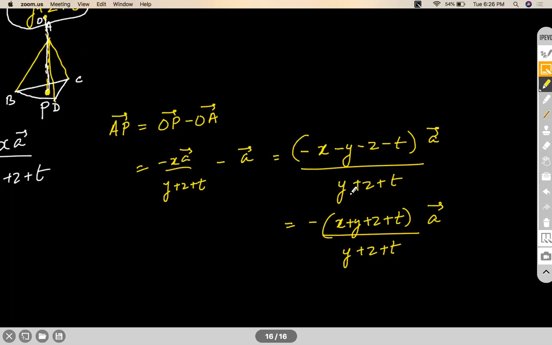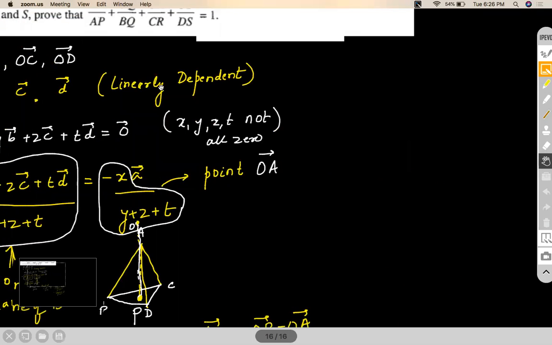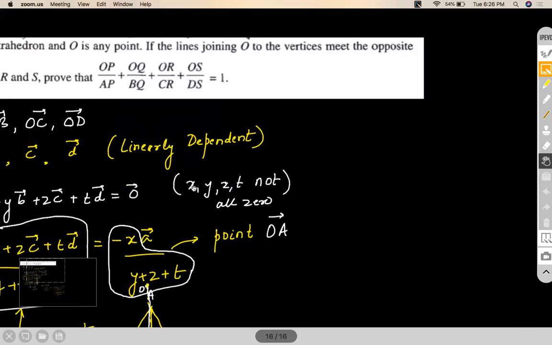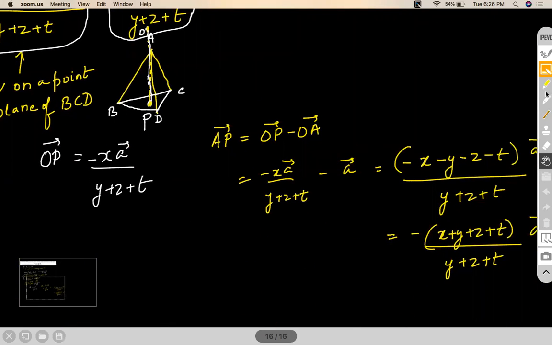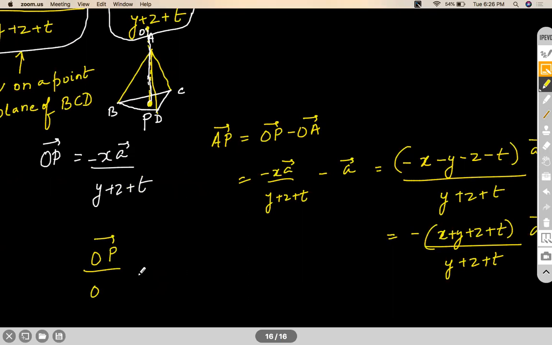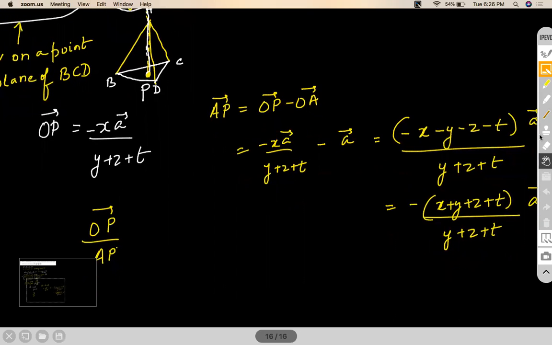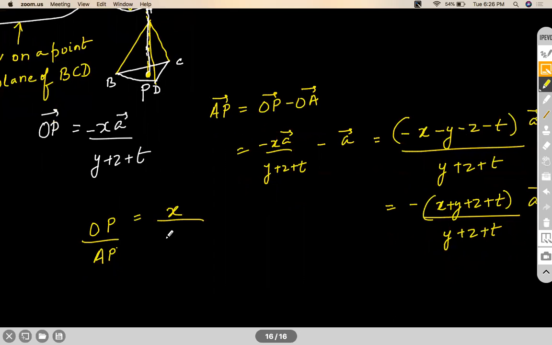So can I say this ratio's first expression, that is OP by AP, can I write it as this by this, which is actually clearly x by x plus y plus z plus t, right?